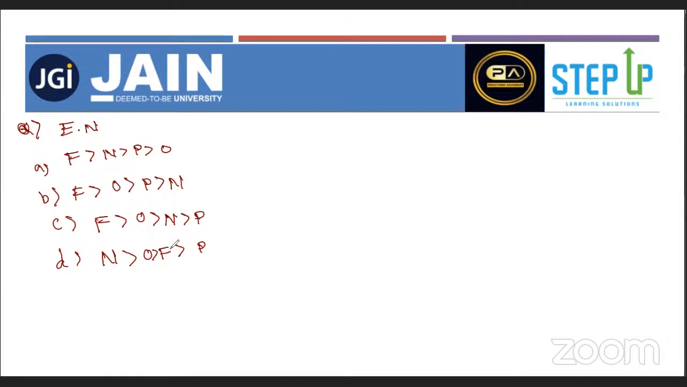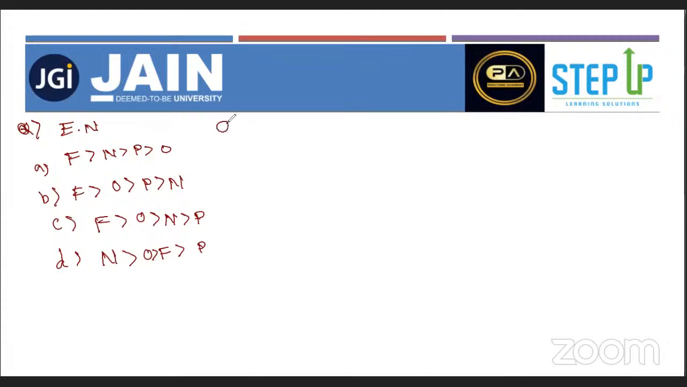Option D is N greater than O greater than F greater than P. Bottom says D and then he changed the answer to C. So bottom's answer is C. C is the right answer. Bottom's previous answer was D. That was also correct. Both are correct.